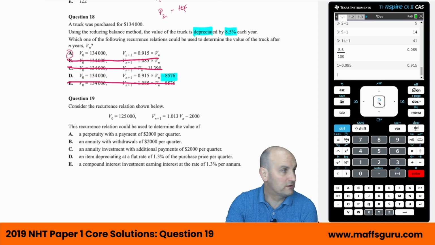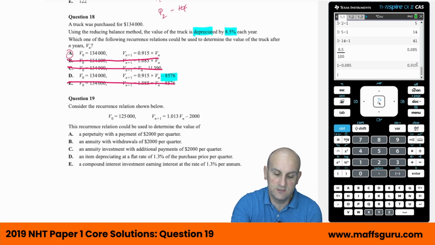Question 19, consider the recurrence relation shown below. This recurrence relation could be used to determine the value of... Right, now, first things first, whenever I do these questions, I want to work out whether this $2,000 is important and where it's come from. And the way I do that is I'm going to try and work out whether that's my interest being paid. How do we do it?